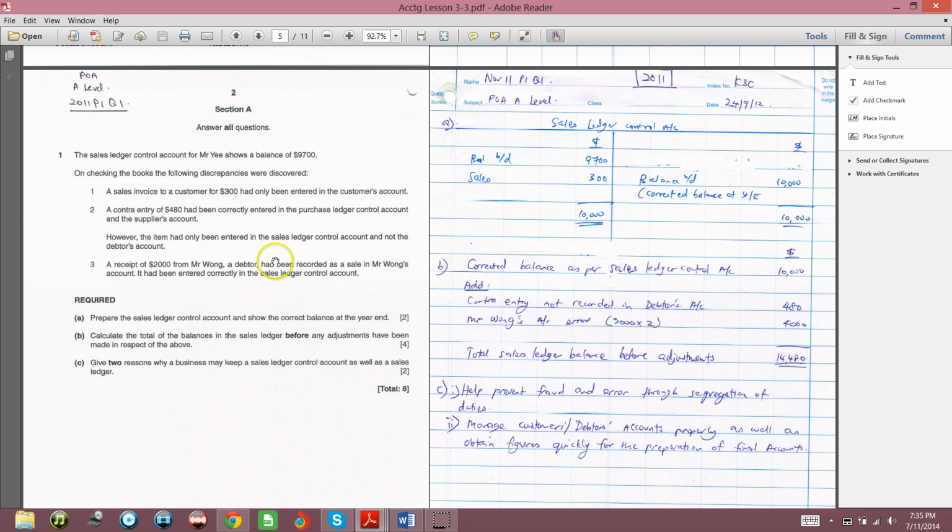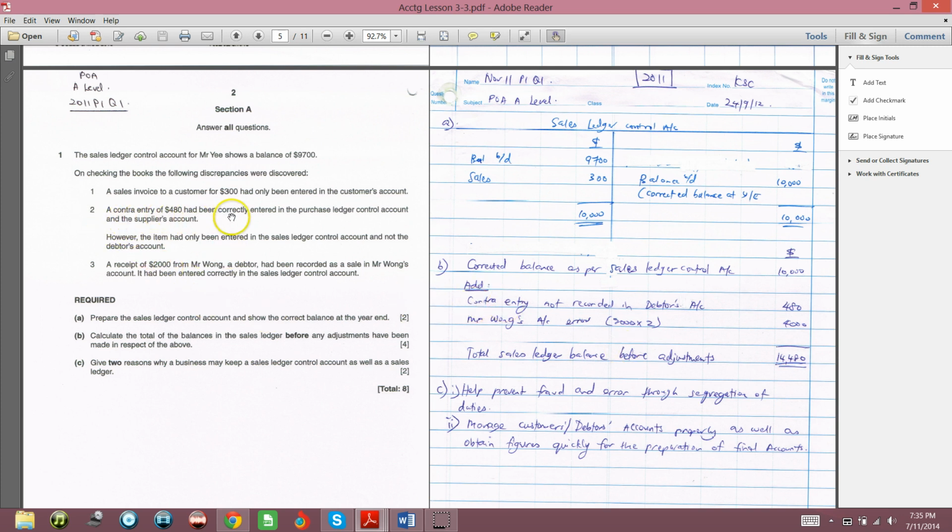So that means if I'm confused, I can put here: corrected balance as per sales ledger control account. So I can leave some space, and then I can leave maybe the whole page if I'm scared that I don't have enough space. Then after that, I put this line, total sales ledger balance before adjustment. Then I draw these two lines. Then only I fill up in between.